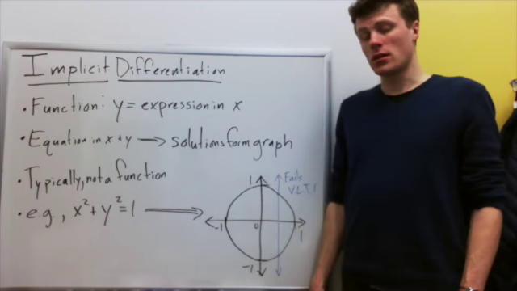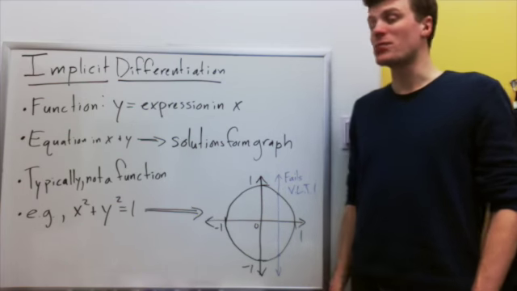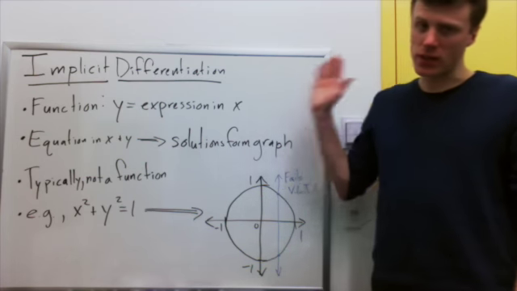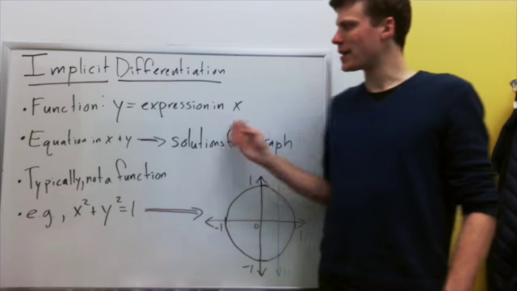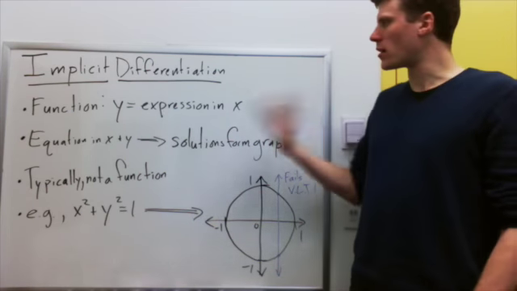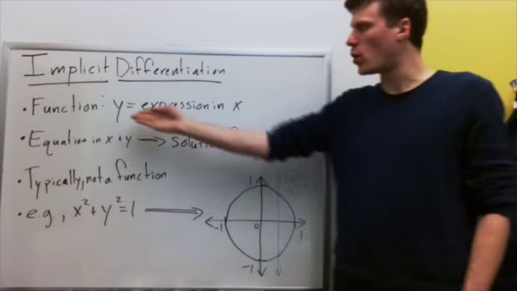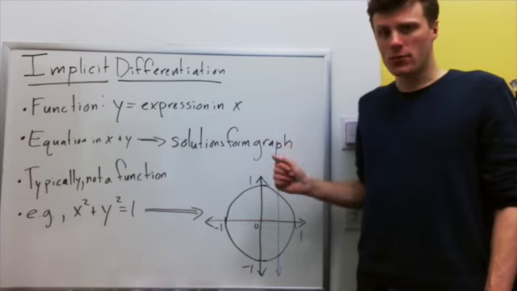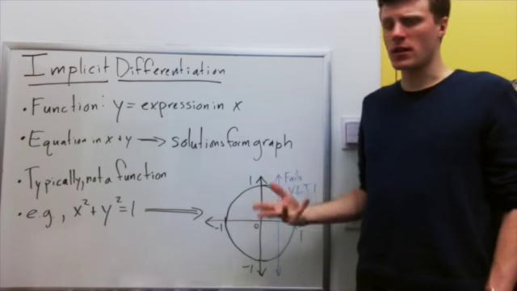So now we are on section 3.5, which is talking about implicit differentiation. And so far in the context of differentiation, we've been thinking about y and x as being two variables related to each other by a function. That is, y is equal to some expression in x.